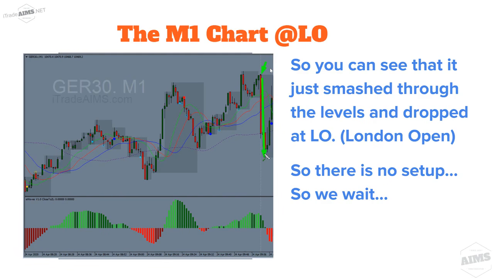And around this time, I'm thinking, okay, the first thing was to see whether there was a setup 1 at M1 at the London Open. There was no setup 1. So you can see that it just smashed through these levels and dropped at the London Open. And there is no setup. So what do we do? We wait.